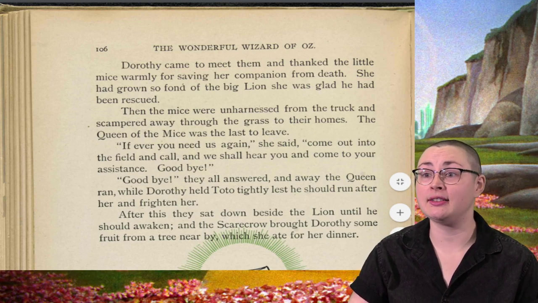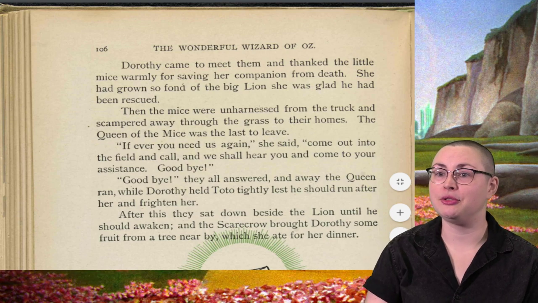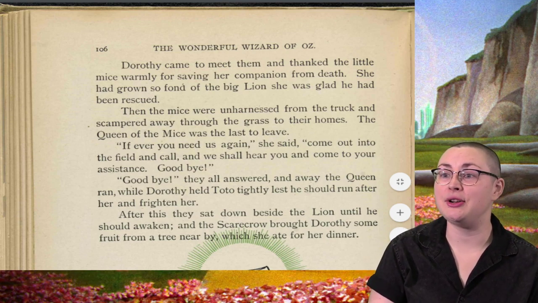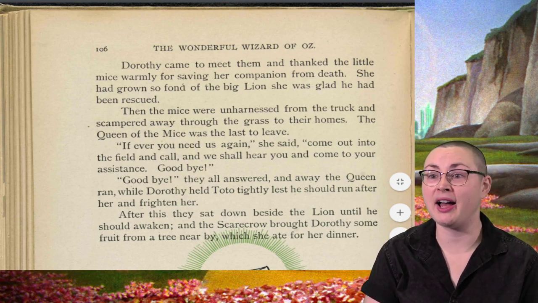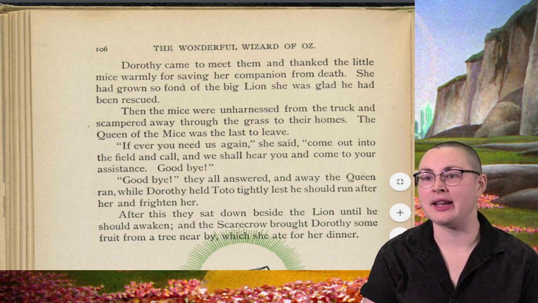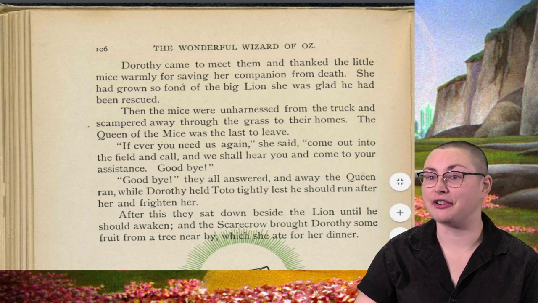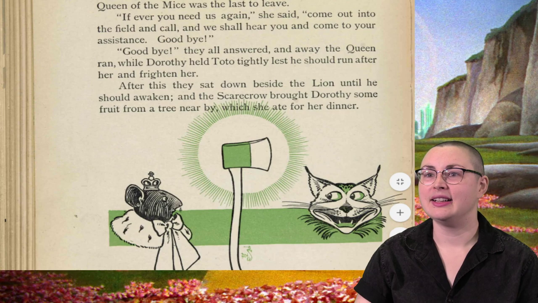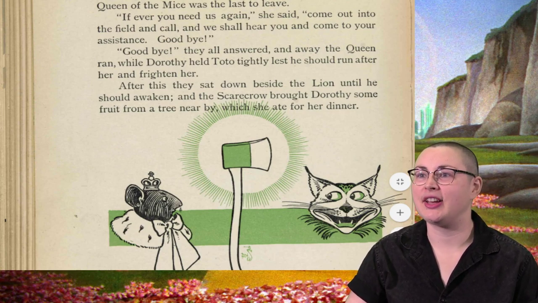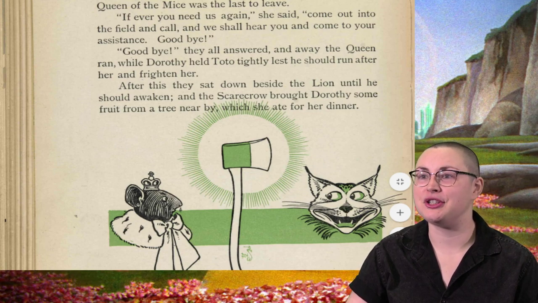"If you ever need us again," she said, "come out into the field and call, and we shall hear you and come to your assistance. Goodbye." "Goodbye," they all answered, and away the queen ran, while Dorothy held Toto tightly, lest he should run after her and frighten her. After this, they sat down beside the lion until he should awaken, and the Scarecrow brought Dorothy some fruit from a tree nearby, which she ate for her dinner.